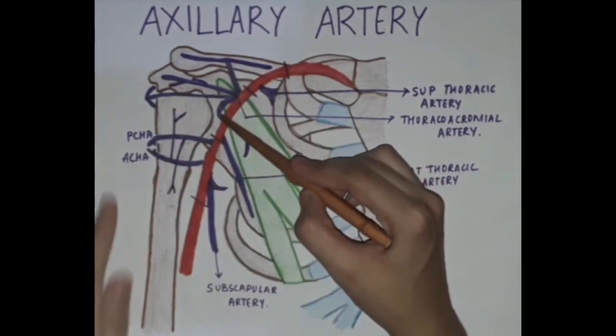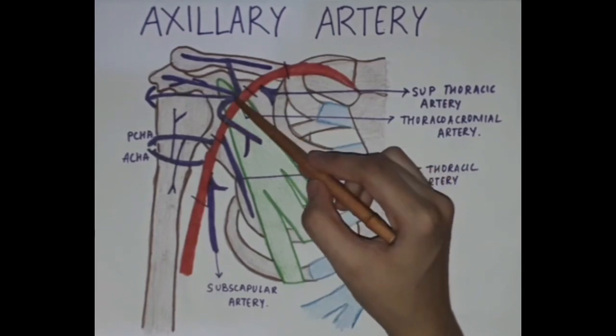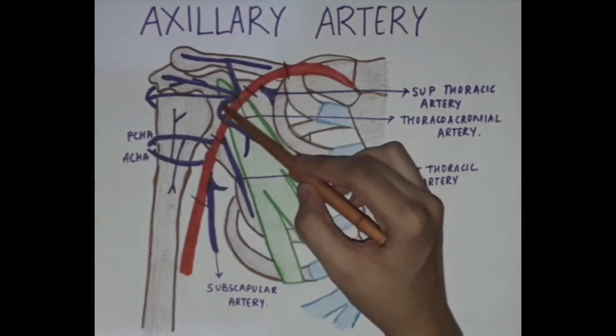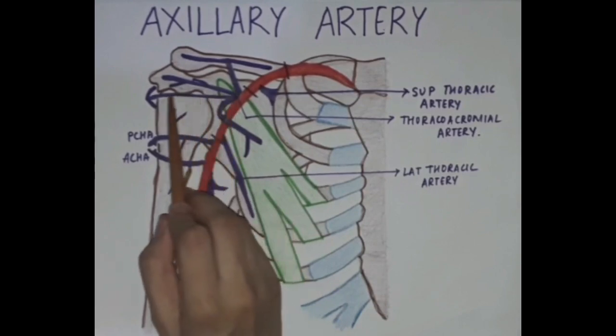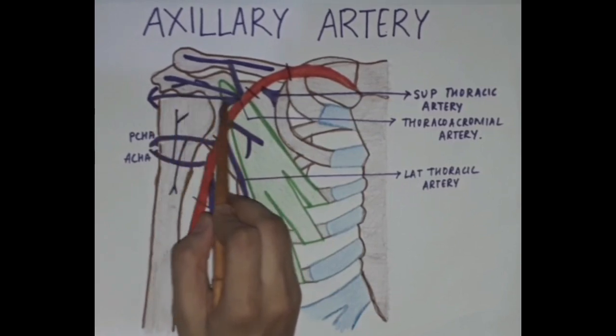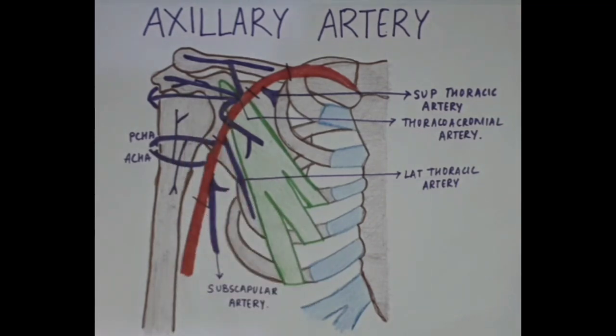The pectoral branch passes between the pectoral muscles and supplies the pectoral muscle as well as the breast. This is the pectoral branch. The deltoid branch runs into the deltopectoral groove along with the cephalic vein. The deltopectoral groove is a groove present between the deltoid muscle and the pectoralis major muscle.